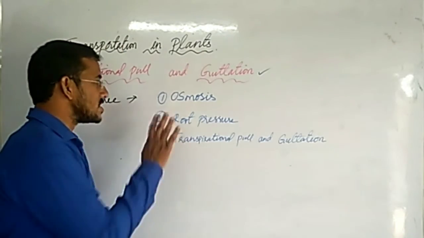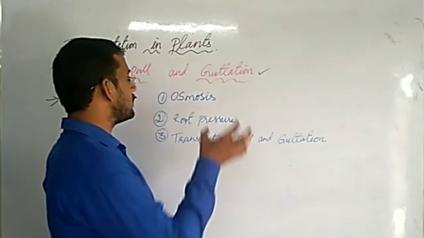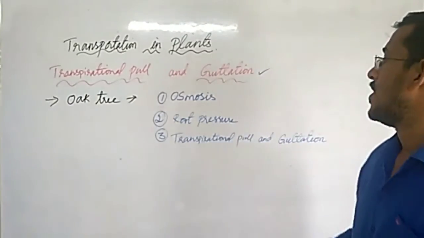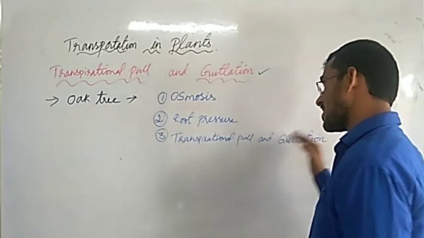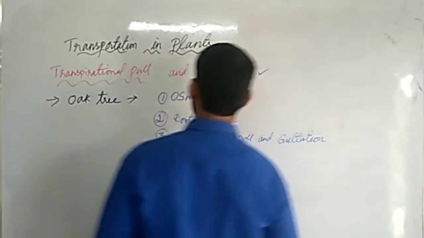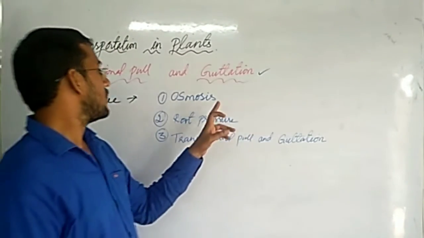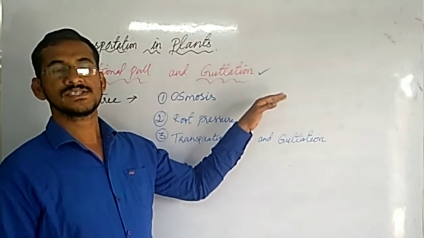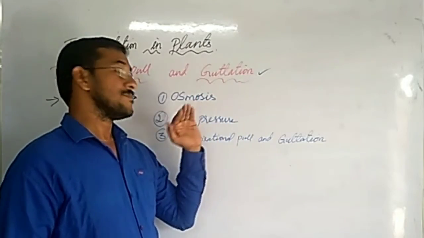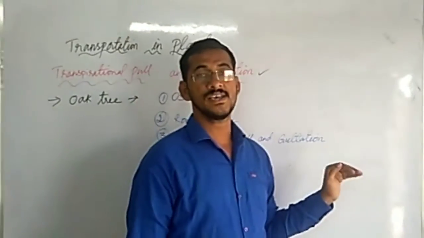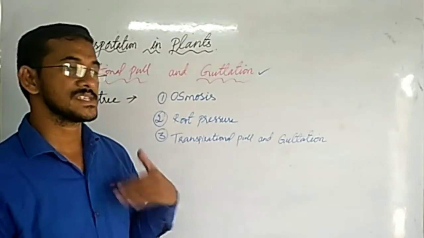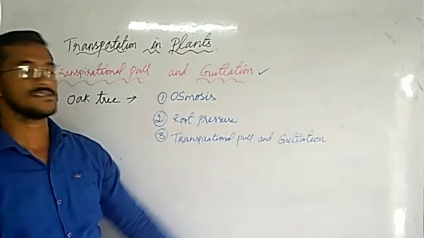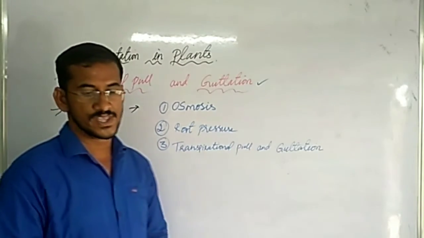Understood? So osmosis occurs between soil particles and root hairs. Because of osmosis, from the soil, water reaches the root xylem. Because of root pressure, from the root xylem it goes to the stem xylem. And because of transpirational pull and guttation, from the stem xylem it goes to the tip of the plant. So these are the three factors which help in pushing the water up.